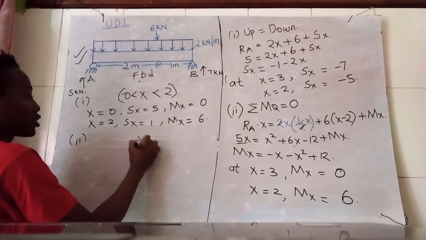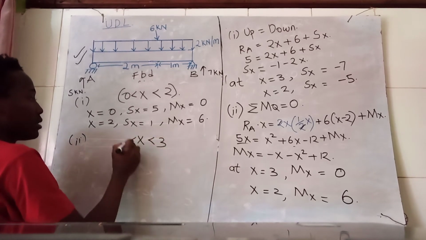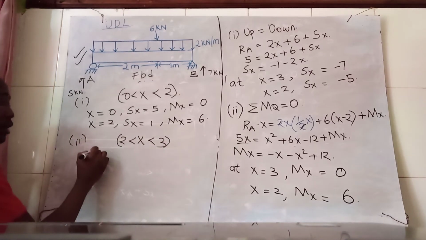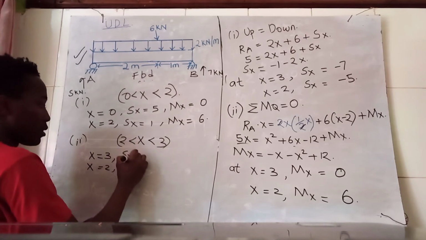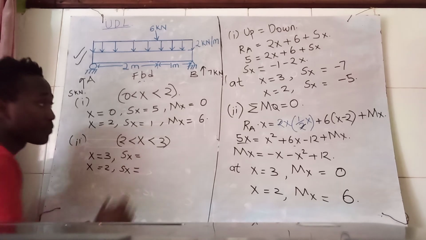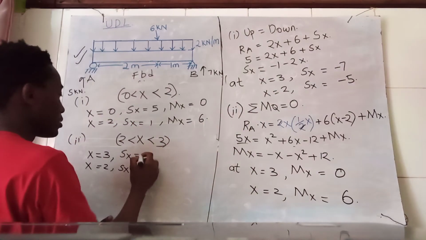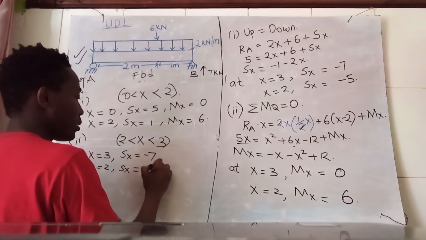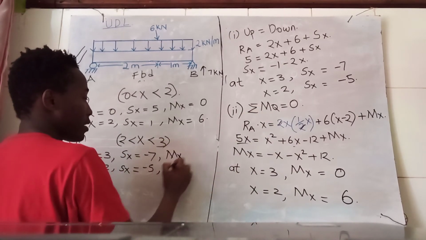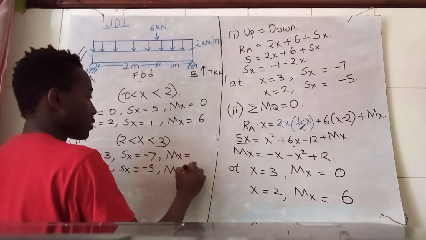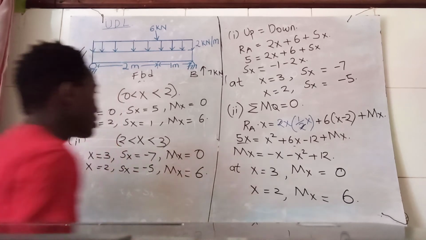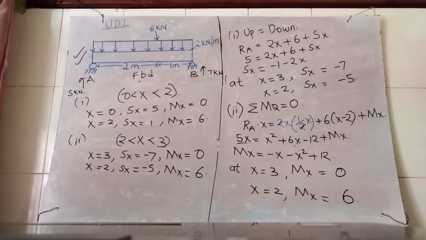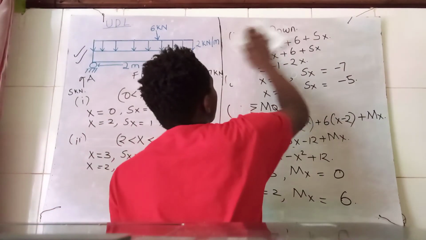Secondly, for my second section, x less than 3, greater than 2, at x equals 3 and x equals 2, Sx at point 3 was negative 7, at point 2 negative 5. Mx at point 3 is 0, at point 2 is 6. All right. So with that, now we are going to evaluate.